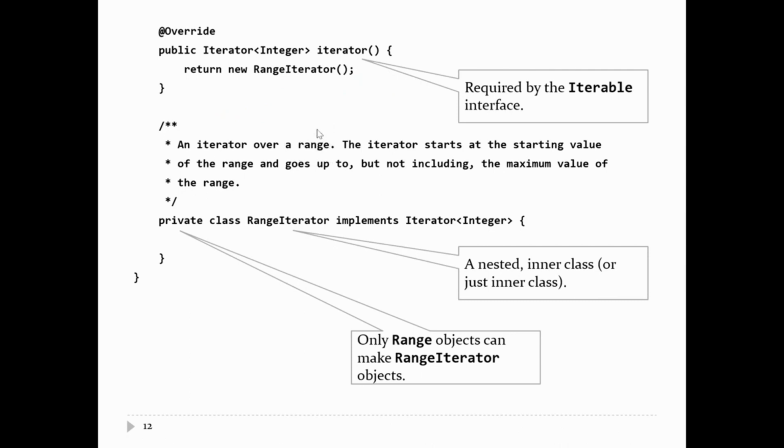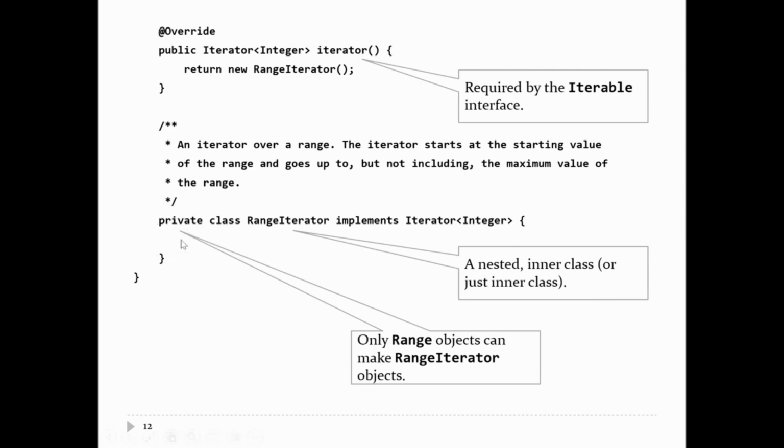All right, so where are we going to put this class? We're going to put it inside the range class. So this is the first time you've seen a class inside of a class. We have a private class called range iterator. Range iterator is going to implement the iterator interface. In other words, it's going to provide hasNext and next. So this particular class is called a nested inner class, or just inner class in Java.